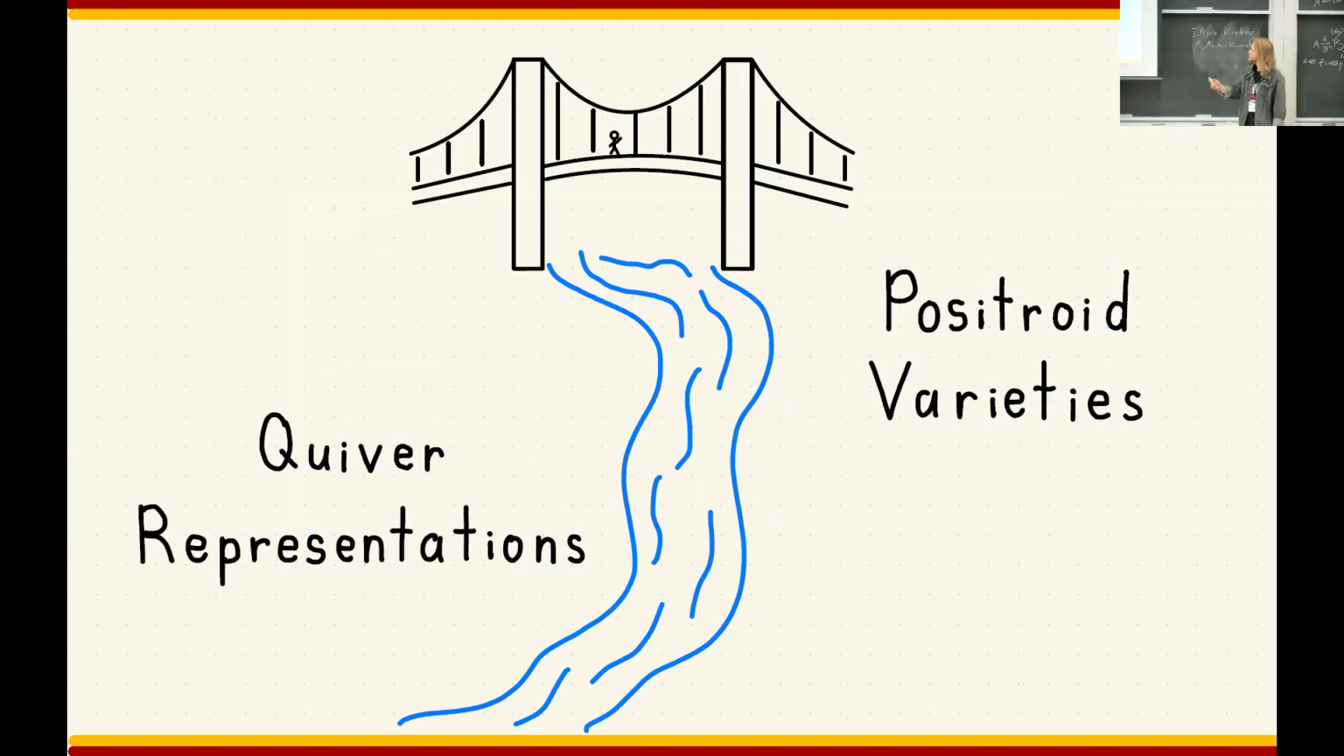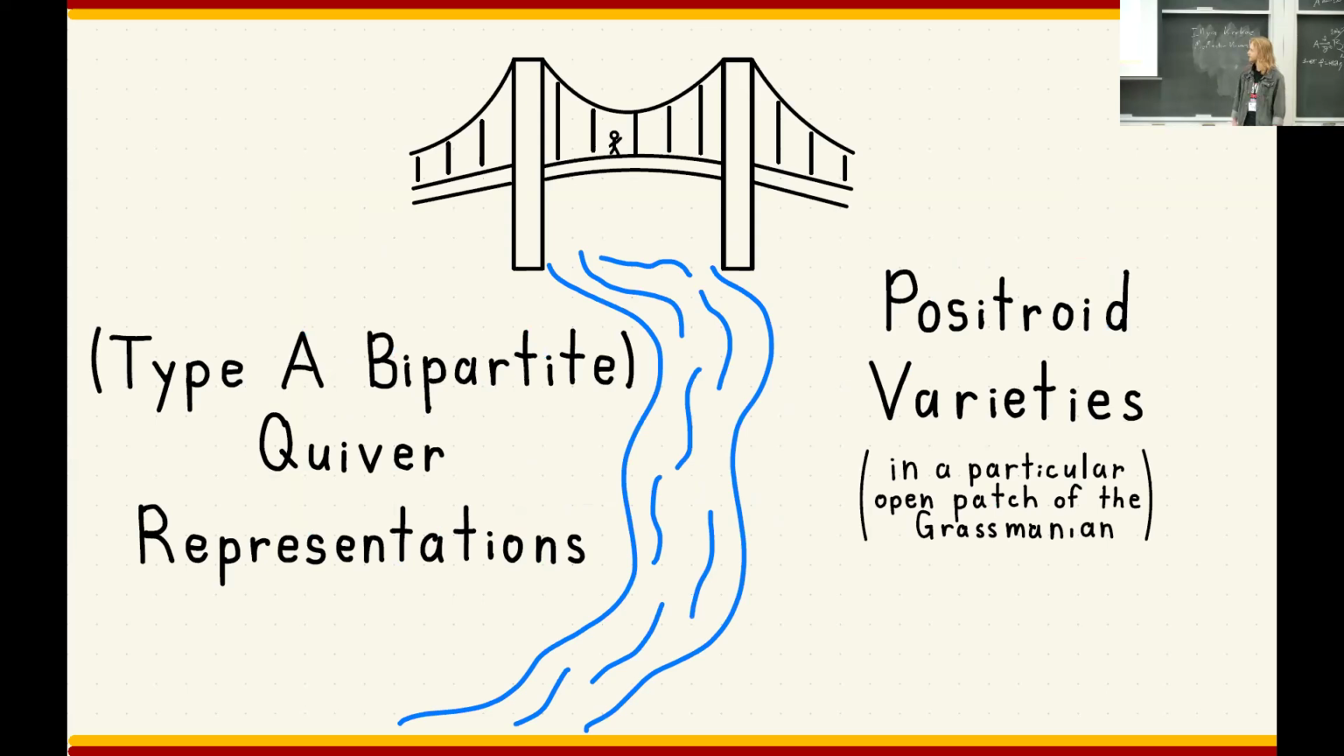And so in our case, the two things that we're going to be talking about and connecting are quiver representations and positroid varieties. But this is a little bit broad for us, a little bit too much. And so let's add some qualifiers. Specifically, I'm going to be telling you about a connection between type A bipartite quiver representations and positroid varieties in a particular open patch of the Grassmannian.